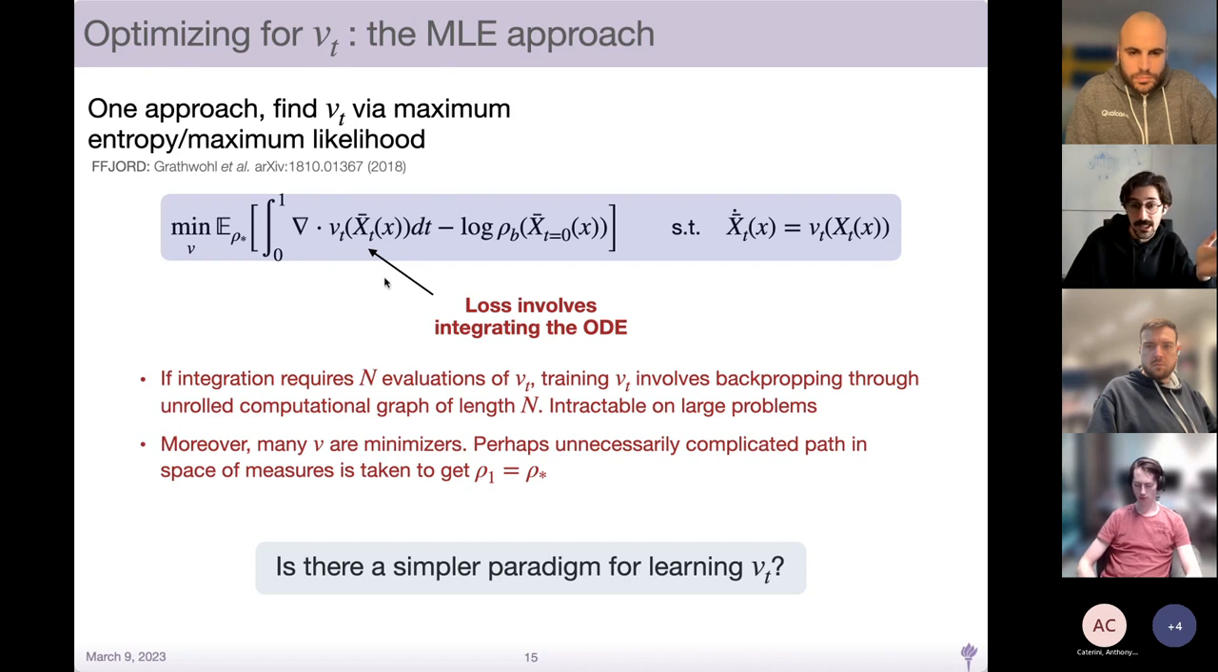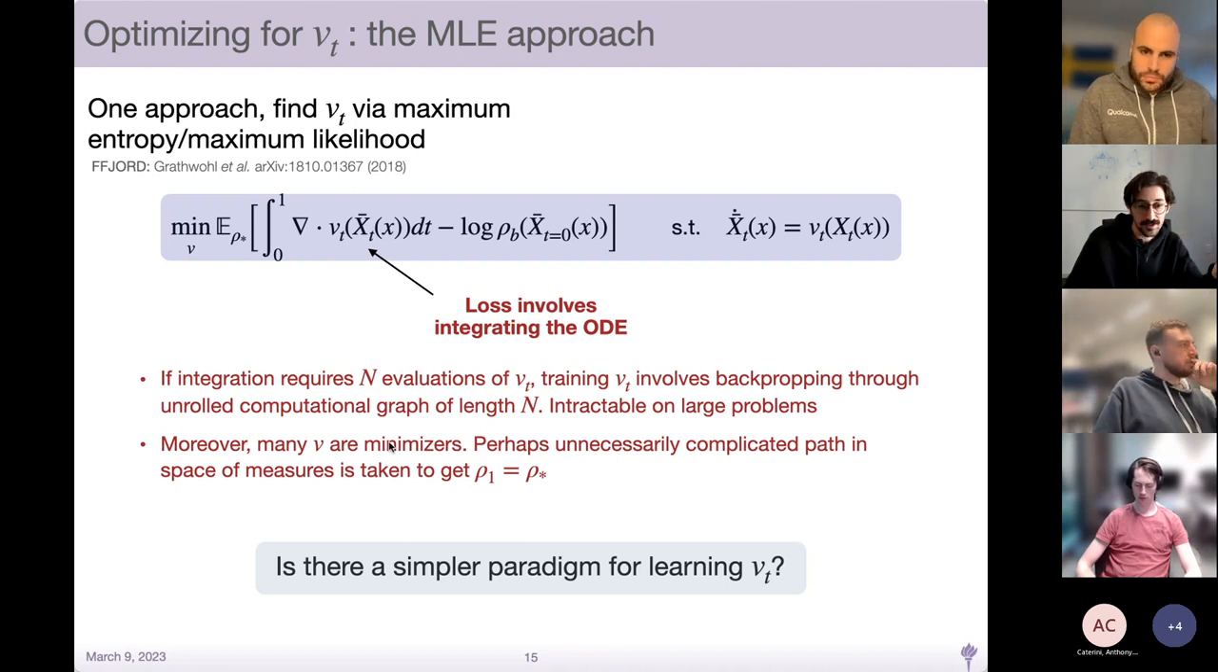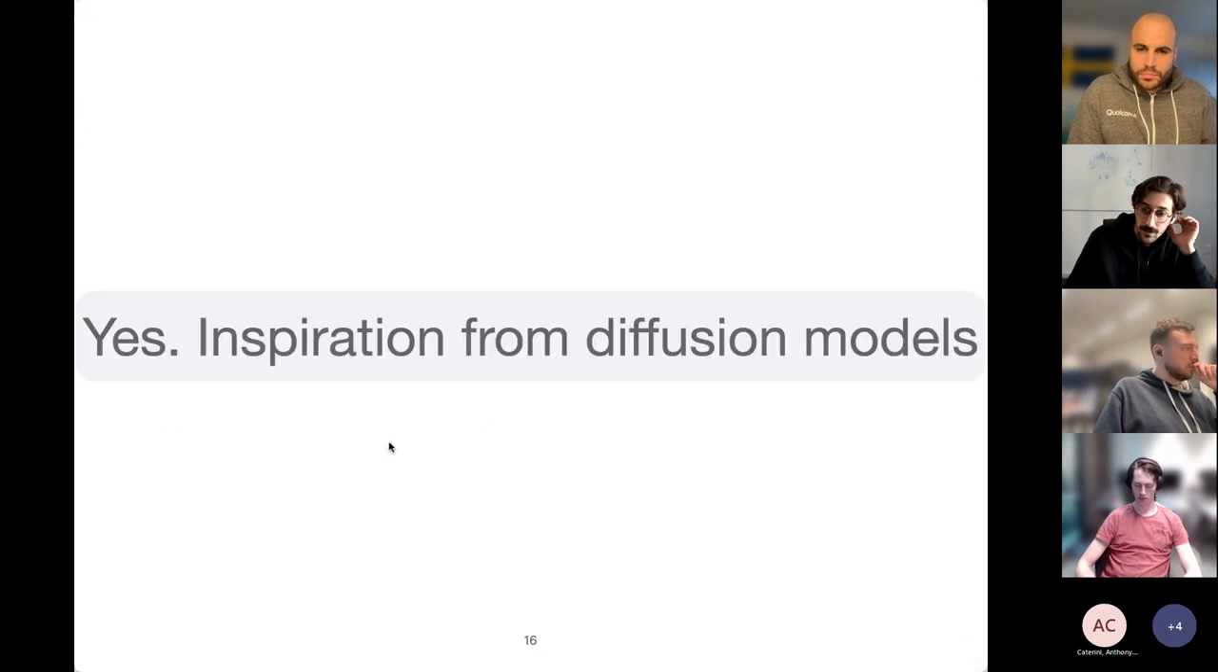The other part of this is that maximum likelihood isn't really choosing a path in the space of measures between the base and the target. I could learn a velocity field that takes me all sorts of places, so long as it ends up at the true target density. But maybe that isn't so useful from a learning perspective, because we know there are many paths that are quite simple that could probably connect these densities. So it motivates the question: is there a simpler paradigm for learning this velocity than having to rely on the maximum likelihood approach?